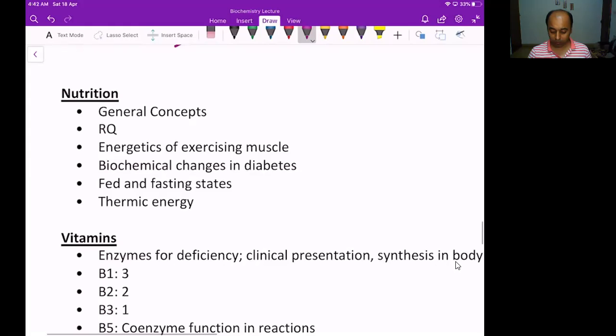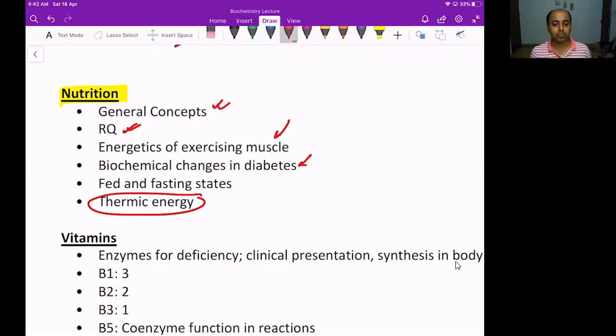Moving on to one of the very ignored topics, and that is nutrition. Most of the students generally leave out this topic and they end up losing very easy marks, about 12 to 16 marks, because we can get 2 to 4 questions from this section. For general concepts, one question has been asked. Frequently you get the question on RQ and what is known as the thermic energy. Respiratory quotient and thermic energy are very frequently asked. Energetics of exercising muscle has been asked twice.